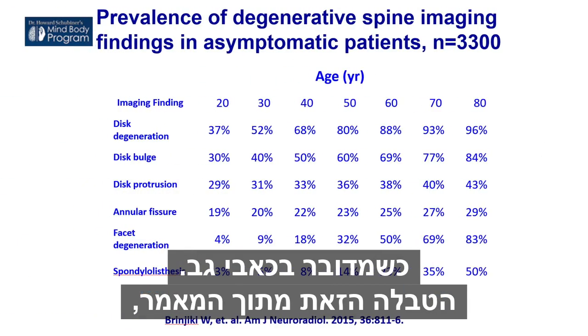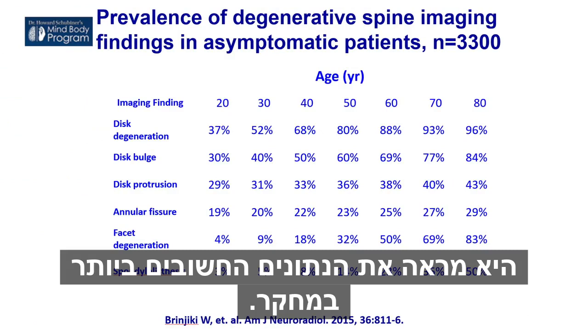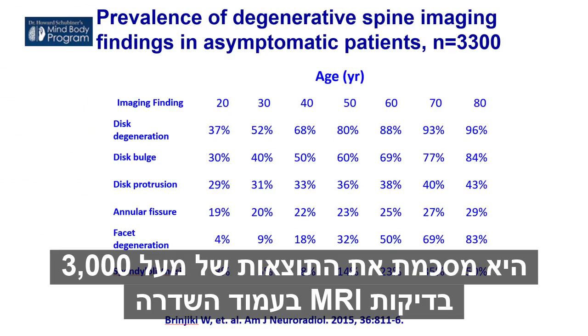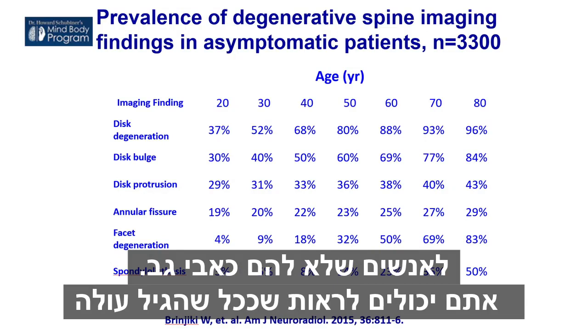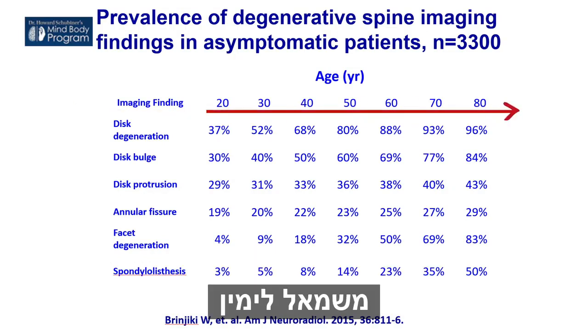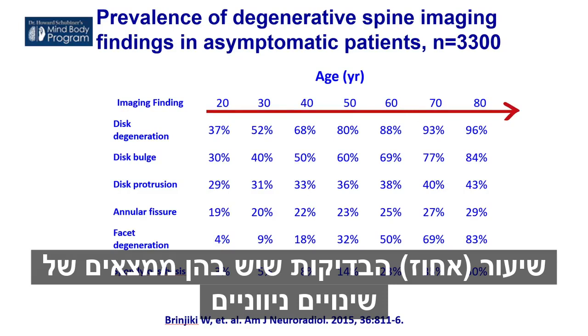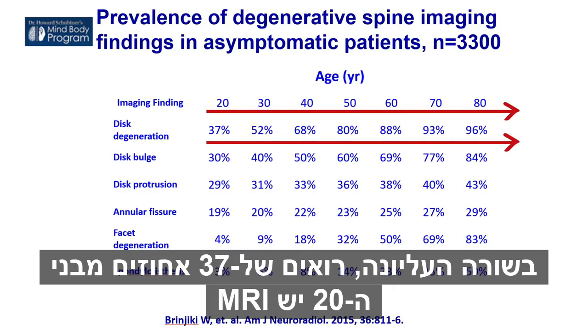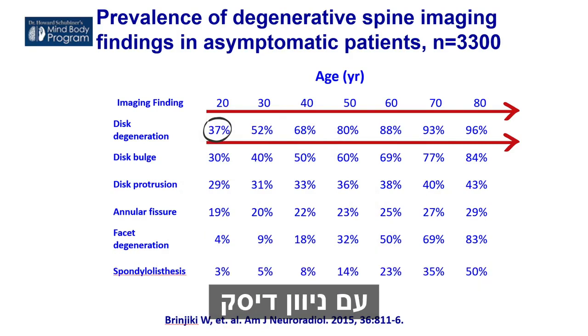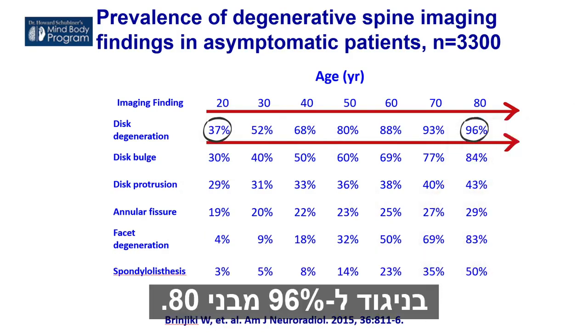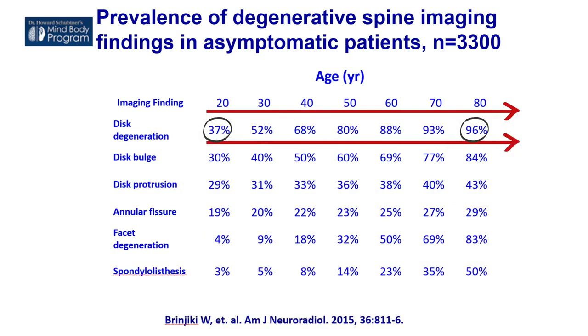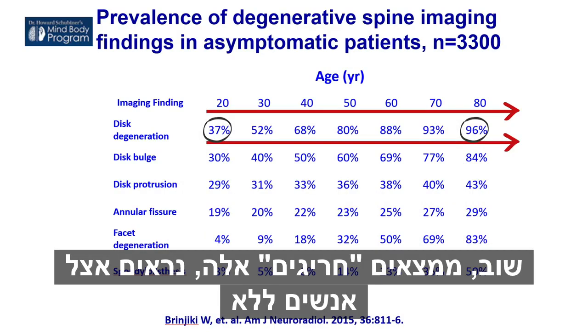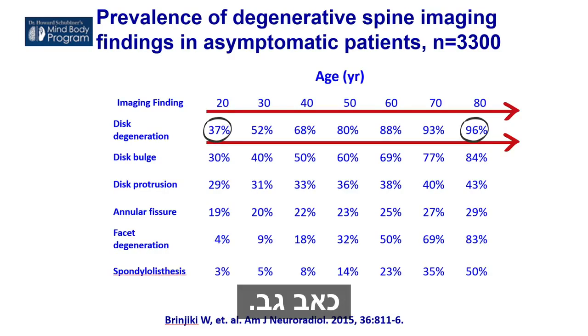This chart from this article is the most important piece of data in the study. It's a summary of the results of over 3,000 MRI scans of the spine in people who have no back pain. You can see that as age increases from left to right, the percentage of scans that have evidence of degenerative changes increases every decade. Take disc degeneration, for example. It's the top row. 37% of 20-year-olds have MRI evidence of disc degeneration, increasing to 96% of 80-year-olds. Again, these supposedly abnormal findings are seen in people with no back pain.